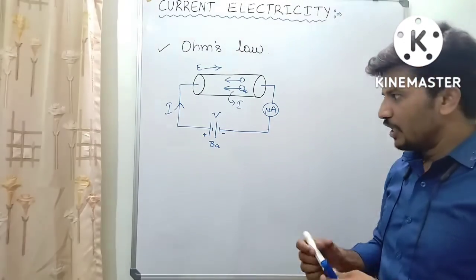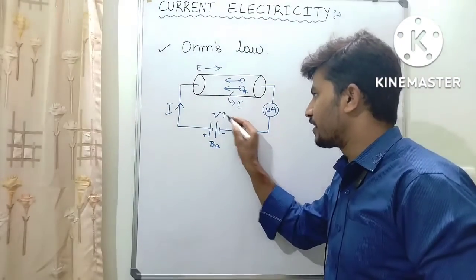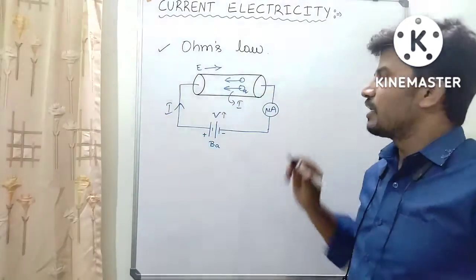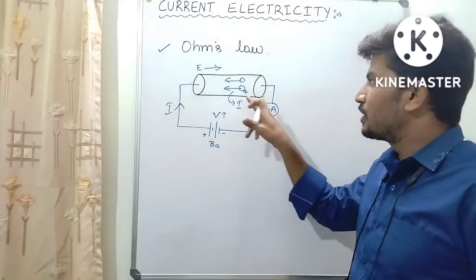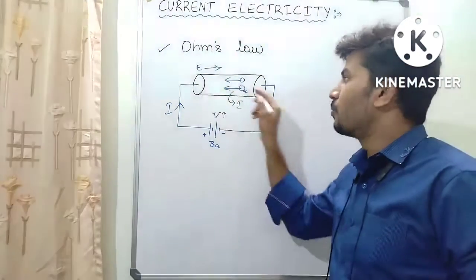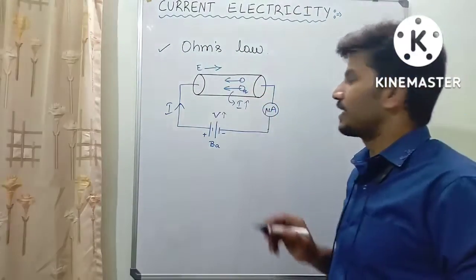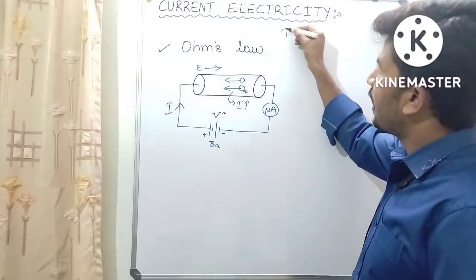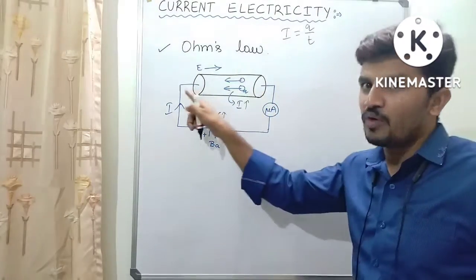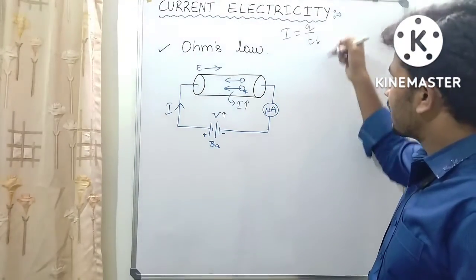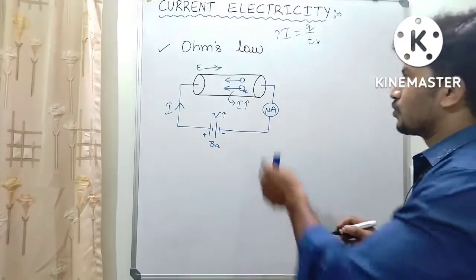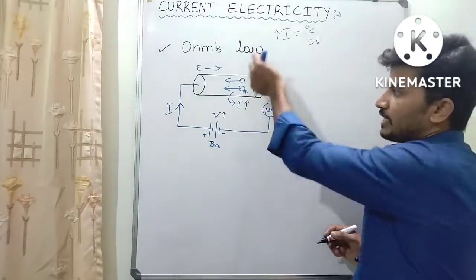One thing you have to observe: if I increase the potential applied across the ends of the conductor, what happens? The electric field increases, so the charges move faster and increase the current, because we know I is equal to Q by T. If charges move faster, the time taken decreases and the current increases. Therefore, if we increase potential, current increases.